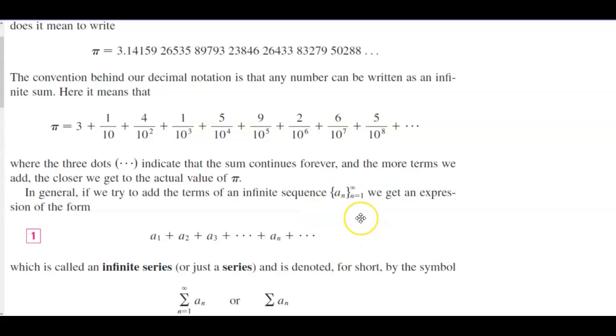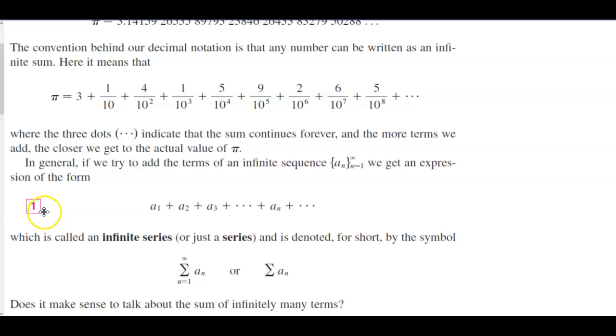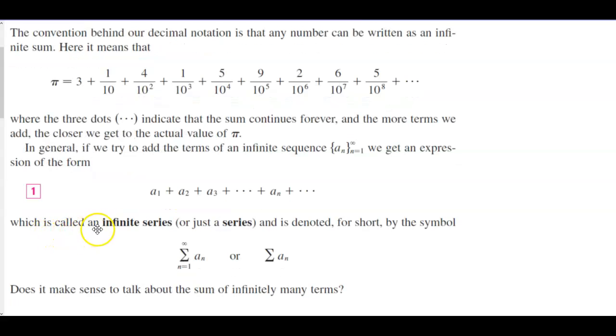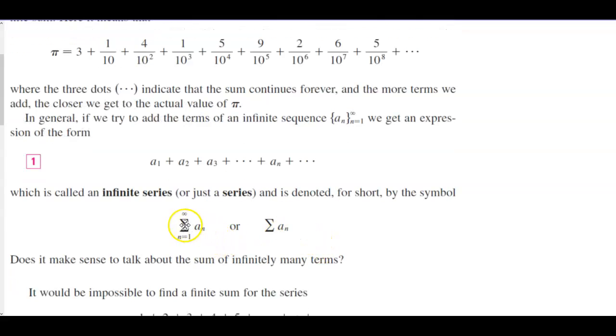Now, in general, if we try to add the terms of an infinite sequence, going from n is equal to 1 to infinity, then we would get an expression of the following form, which is our first definition. We would have a subscript 1, meaning the first term, plus the second term, plus the third term, all the way to the nth term. Then it would continue, because those three dots give us a definition in which we call this an infinite series or just a series. And it is denoted for short by the summation symbol. So we would have the summation where n is equal to 1 going to infinity, or we can say the sum of the series a subscript n.